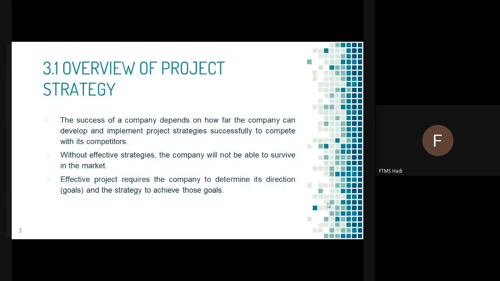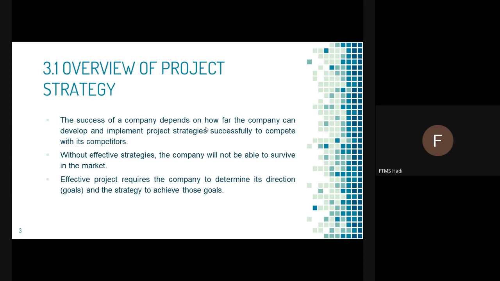So the success of a company depends on how far the company can develop and implement project strategies successfully to compete with its competitors. And to ensure success, you need to ensure that the project is completed. That is one thing. Make sure siap lah. And then one more thing, bila project dah siap, it will become the company's asset and also become a company's portfolio.